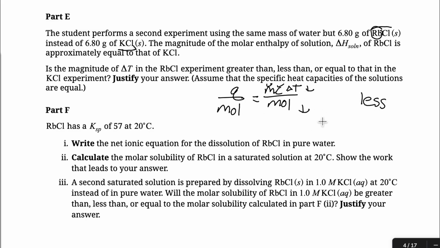To sum up this explanation, you basically say, because they have the same delta H of solution and the same mass and specific heat, since we have fewer moles of RbCl, there must also be a smaller delta T so that we maintain an equal delta H.